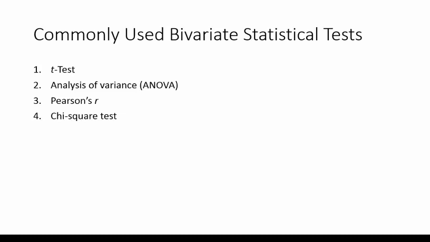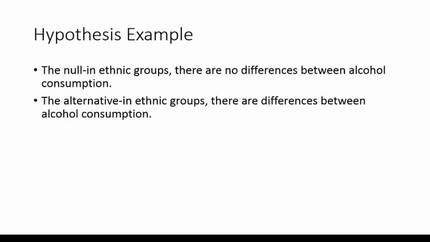Commonly used tests are t-tests, ANOVAs, Pearson's r, and chi-squared. And we are just going to be looking at bivariate statistical tests. Bivariate just means that you only have one dependent variable. You can have more than one independent variable, but we're only looking at one outcome variable. If you have more than that, it's called multivariate statistics, and we're not going to go there. So using the example I gave you, so we have the null.